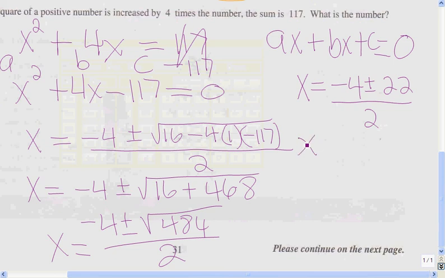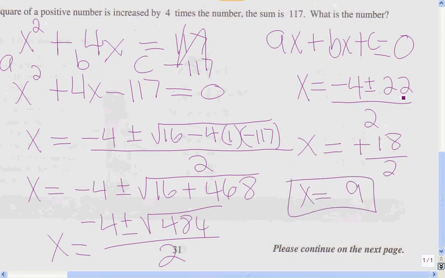So I'm going to do a positive 22 first. Negative 4 and a positive 22 equals 18, a positive 18 over 2, so x equals 9. That's my first answer. And I'm going to do negative 22. Negative 22 and a negative 4 is a negative 26. Negative 26 divided by 2 equals negative 13. So x equals negative 13. So those are my two answers, positive 9 and negative 13.